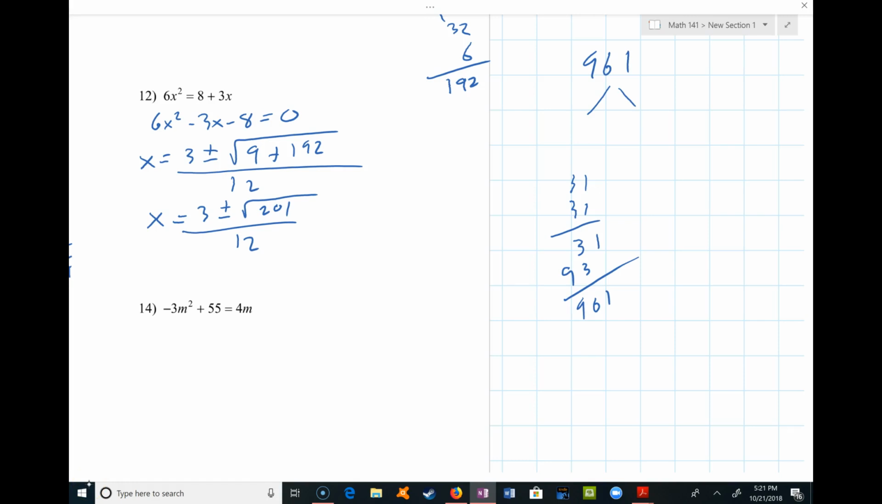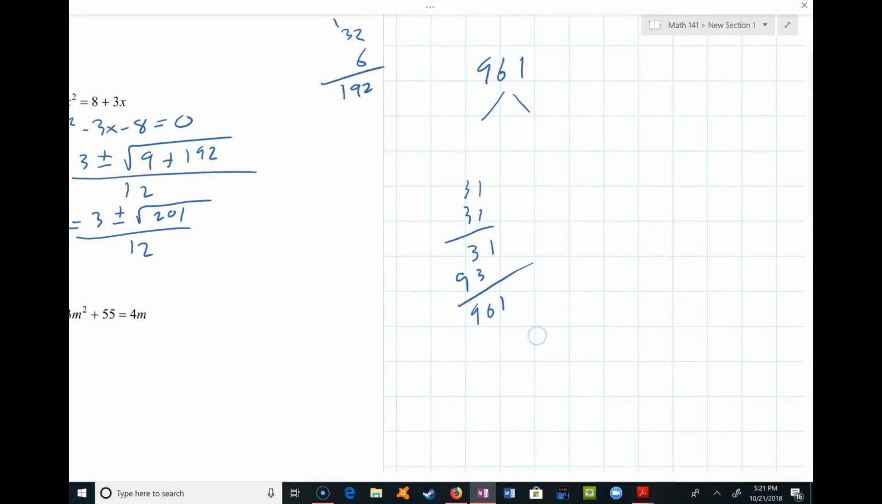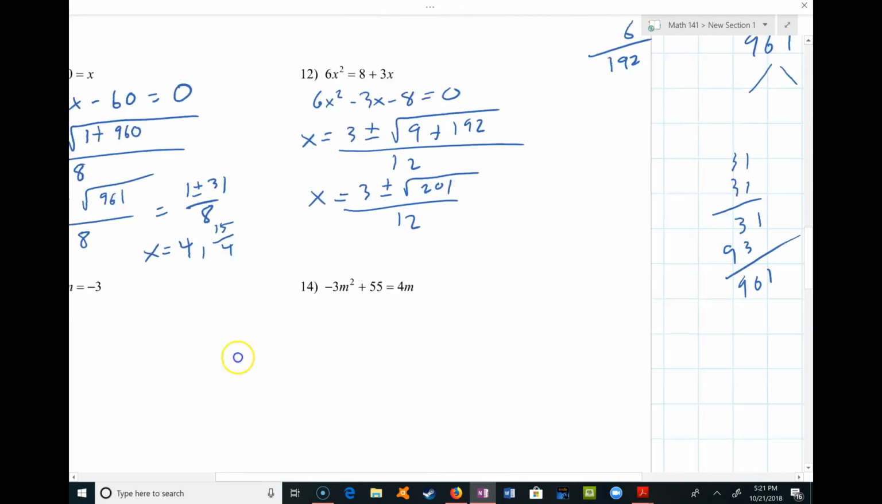And 201, I'm pretty sure, doesn't have any perfect square factors in it. Let's see, it is divisible by 3. If I put a 3 there, 3 times 6 is 18. Oh yeah, 3 times 67. So yep, that would be my final answer.